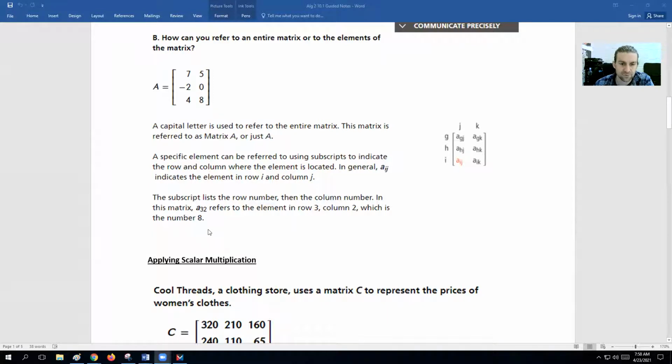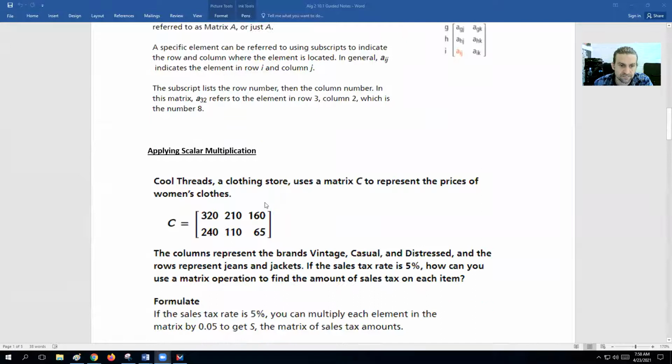Typically though, we use actual numbers. We won't do abstract things where we don't know how many rows or columns we have. But we could go through and represent, in this column here, A sub 32 would be matrix A, row 3, column 2, which would be an 8.